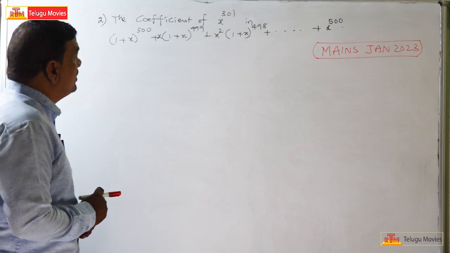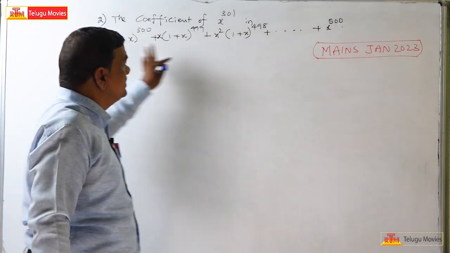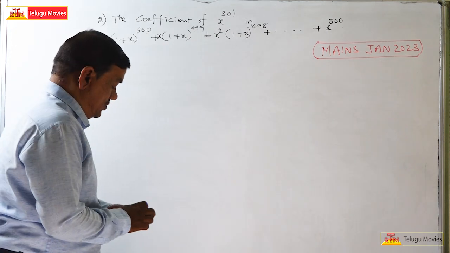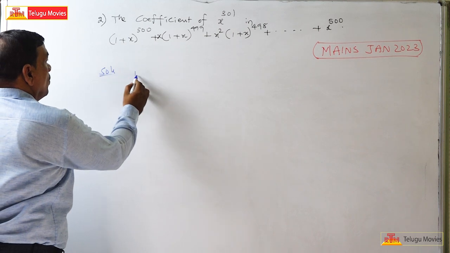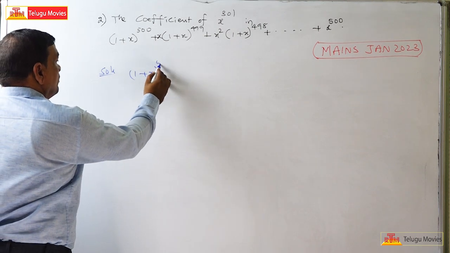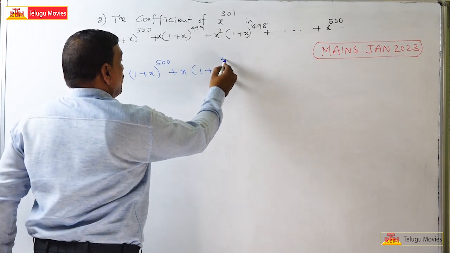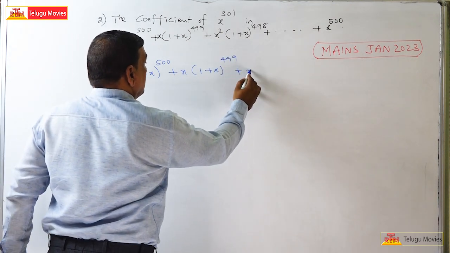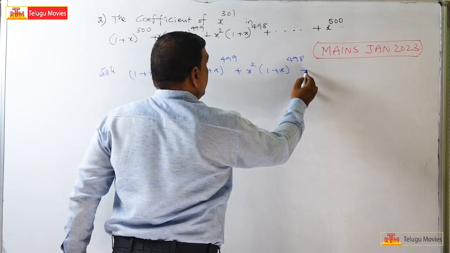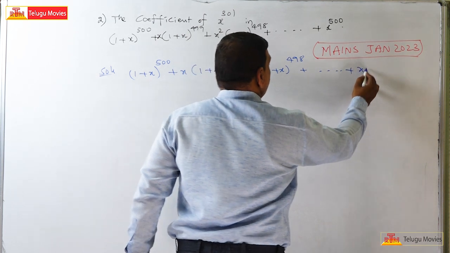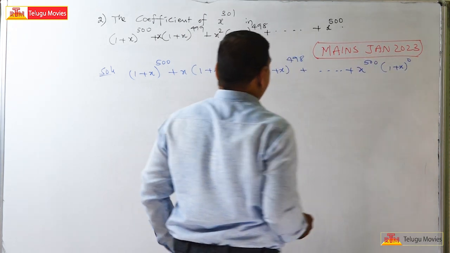So the coefficient of x to the power of 301 in this binomial expansion. Now I am writing this binomial expansion clearly. So here (1 + x)^500, x(1 + x)^499, x²(1 + x)^498, plus so on, x^500 into (1 + x)^0.